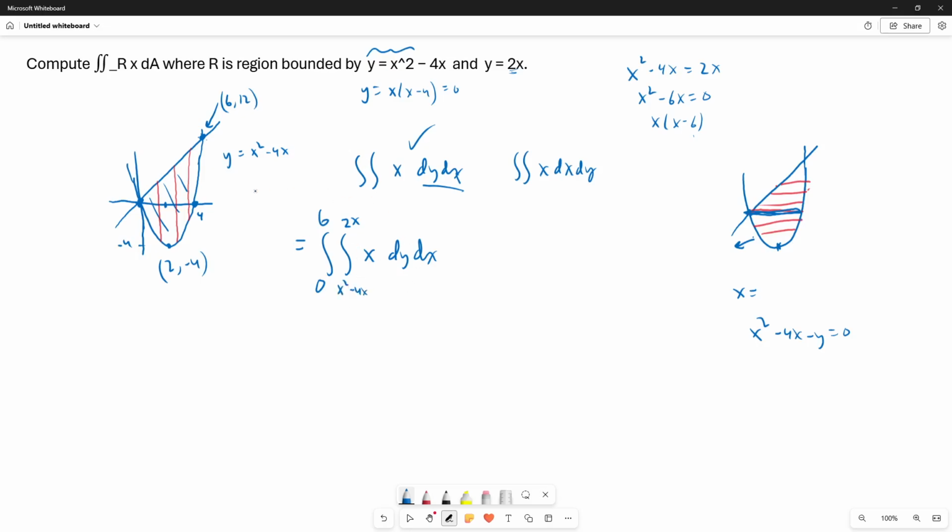So the dy dx integral was easy to set up, and for the dx dy integral, we would have to separate it into two integrals, and for the second one, for the bottom half here, we would have to solve this equation. And we get some pretty gnarly looking things. We've all seen the quadratic formula and the complicated expressions that come out of that. So none of that if we integrate dy dx.